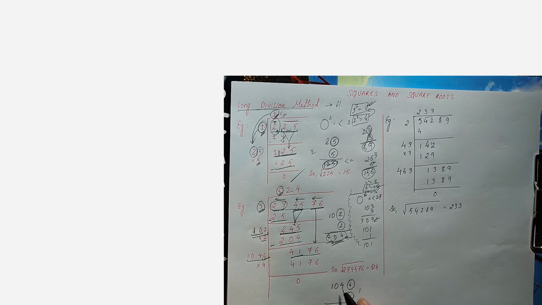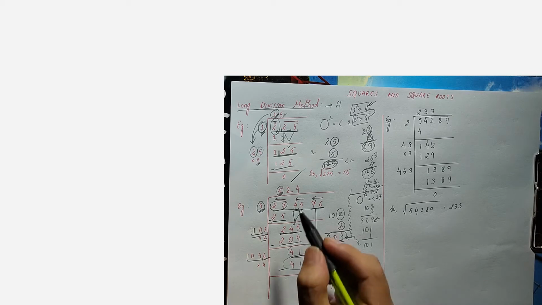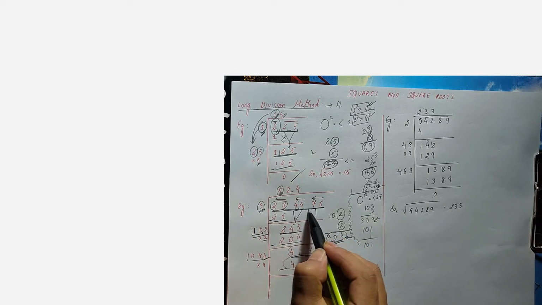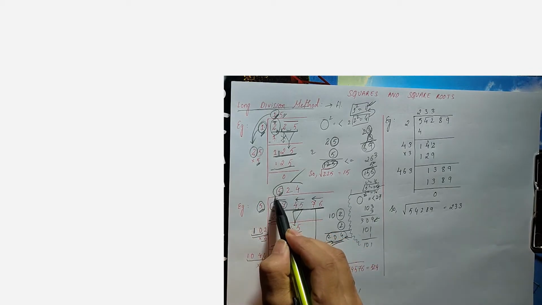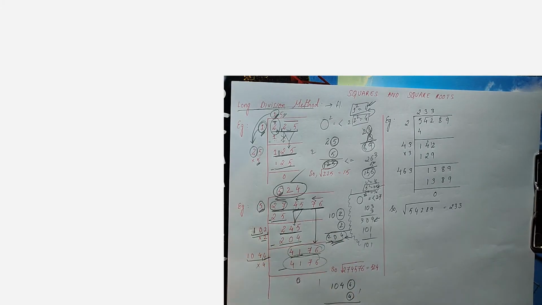Now 4 4s are 16, 4 4s are 16, 17, 7 carry 1, 4 0s are 0, 1, 4 1s are 4. So 4176, it's the exact number. So when you subtract, you will definitely get 0. So we have square root of 274576 to be 524.